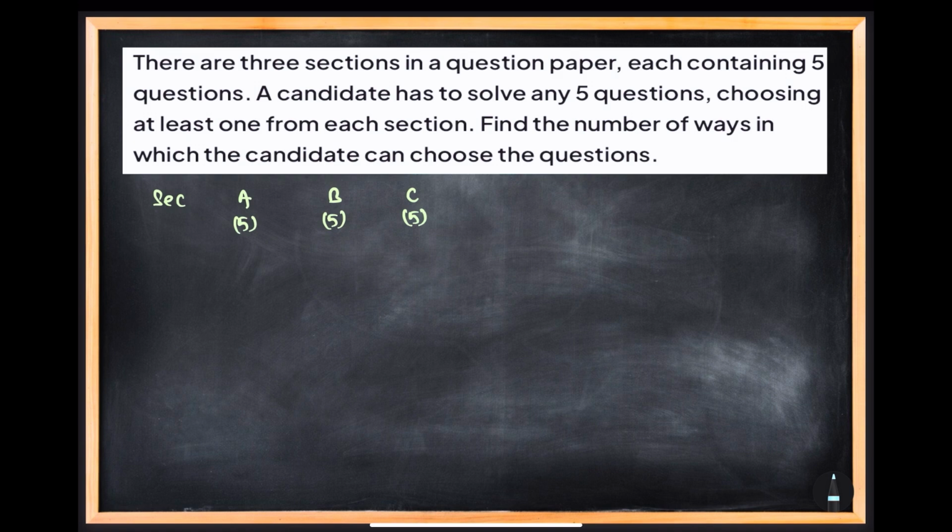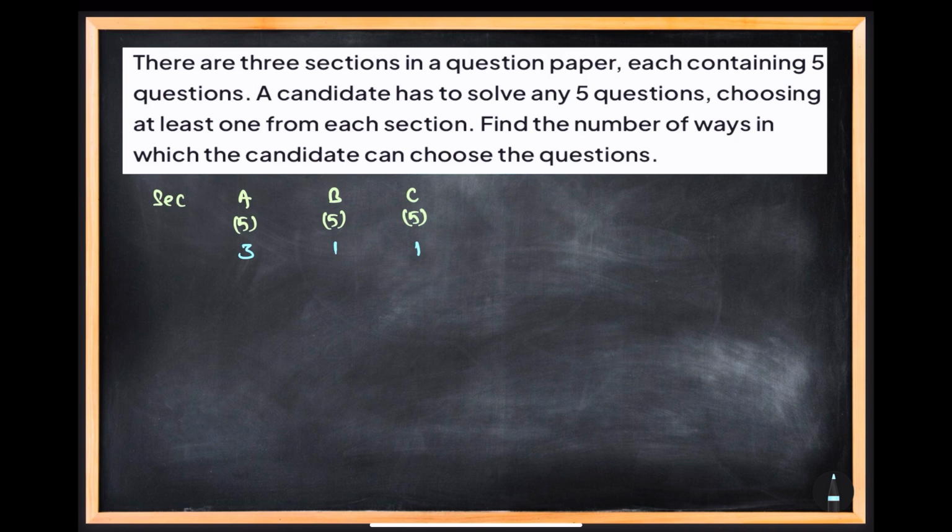Okay, so look at the restriction. He has to choose one question from each. Find the total number of ways in which the candidate can choose the questions. Okay, so let's satisfy the bare minimum first: 3 questions from section A, 1 question from section B, and 1 question from section C.